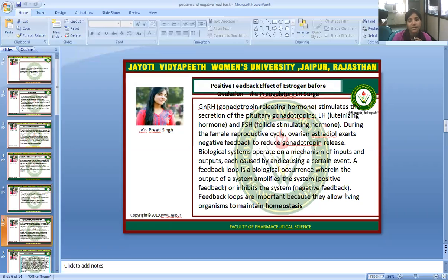Positive feedback effect of estrogen before ovulation. The gonadotropin releasing hormone stimulates the secretion of pituitary gonadotropin, so FSH, follicle stimulating hormone, during the female reproductive cycle. So this is the on-off inhibit system and negative feedback. Feedback loops are important because they allow living organisms to maintain homeostasis.